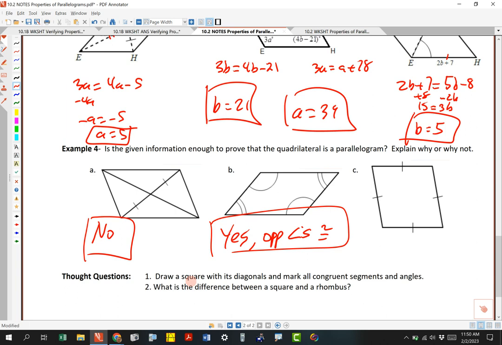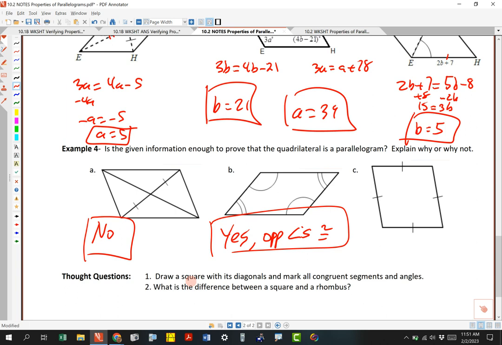Zach, what do you think about C? Is that a yes or a no? You think no? Okay. Not quite. Be careful. It's close. What do you think? No, it's a yes. How many think no? How many think yes?